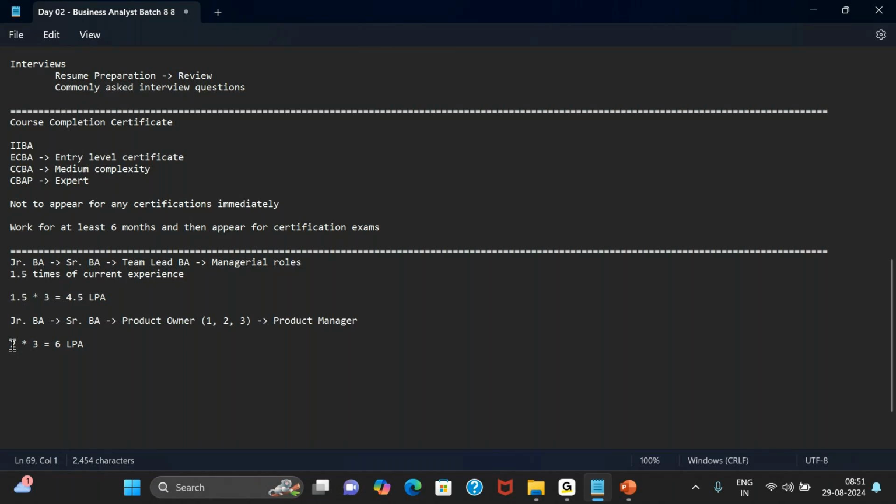So keep an eye on this multiplier. Where do you stand, and what's your current package, is another thing. Based on that, you can look for 30 to 50% hikes if you're switching organizations. But before you jump from one organization to another, ensure that you always have sound knowledge also. Striking a balance between knowledge and your package will help you go a long way.